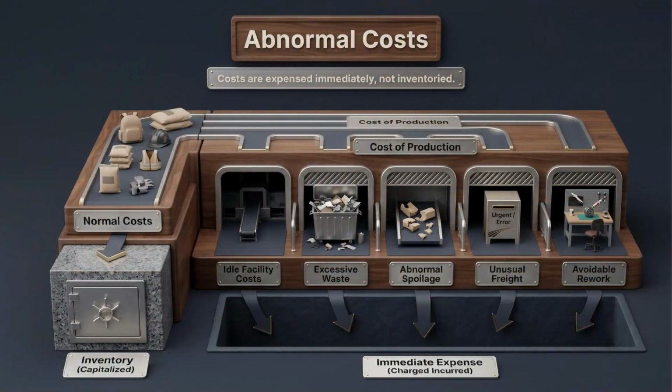Abnormal costs do not enter inventory, they are expensed in the period incurred. This includes idle facility costs from unexpected shutdowns, excessive waste, abnormal spoilage, unusual freight or handling caused by errors or emergencies, and major avoidable rework. Normal scrap or normal spoilage may be part of production overhead, but abnormal loss is different. It reflects mistakes, disruptions, or unusual events. Capitalizing those costs would overstate inventory and delay recognition of a loss. Inventory should carry the cost of normal production, not the cost of surprises that management would rather forget.